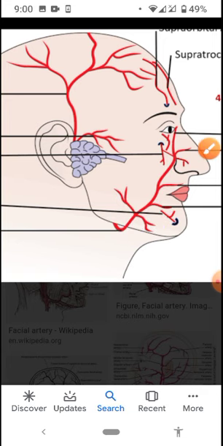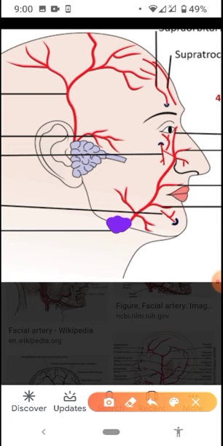Okay, so the facial artery emerges from here, over the body of the mandible, and here is the point where the masseter muscle is. On the body of the mandible, at the edge of the masseter muscle, you can palpate your own facial artery over here. You can palpate it.